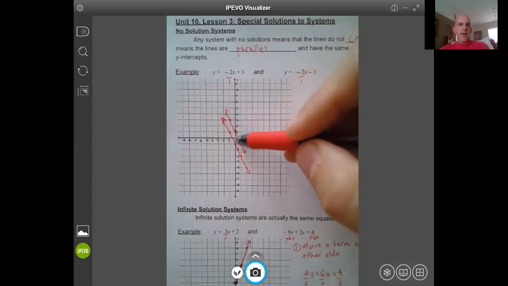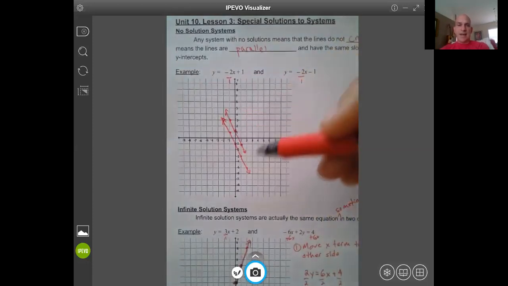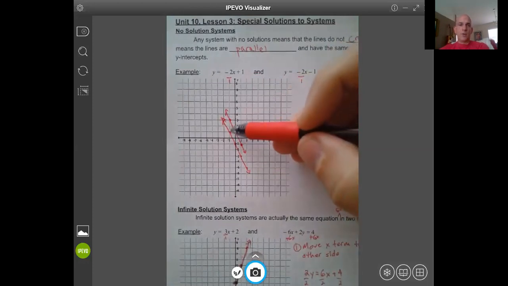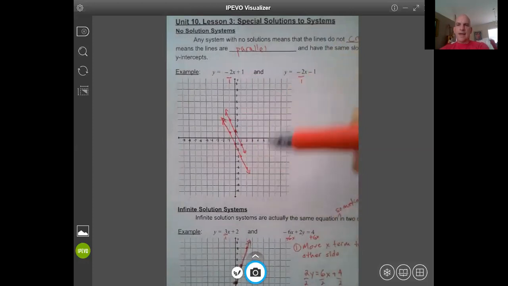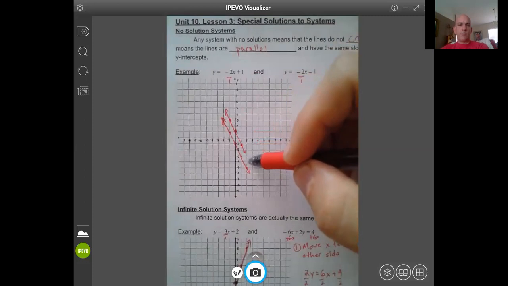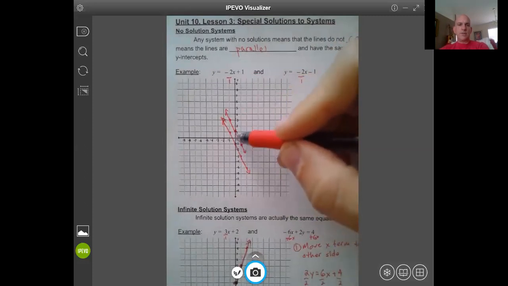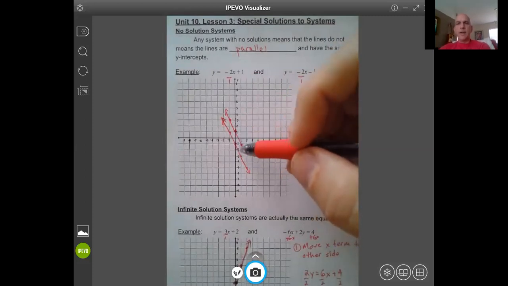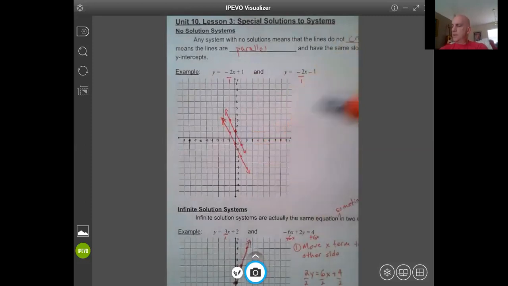As you can see, these lines change the exact same way every time, always going up and left or down and right the exact same number of times, so they will never get closer together. They're always going to be this distance apart, and so they will never cross. They are parallel lines.